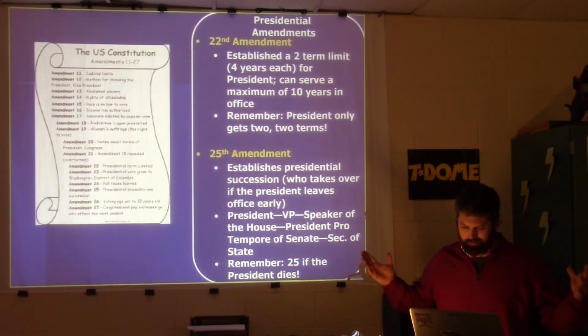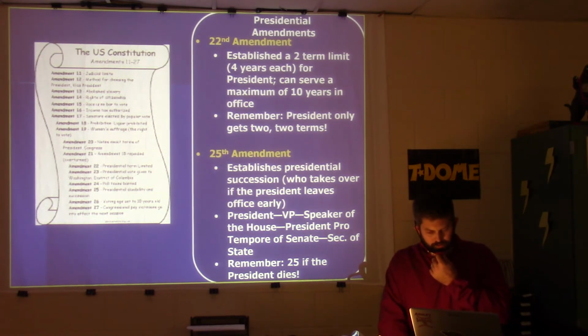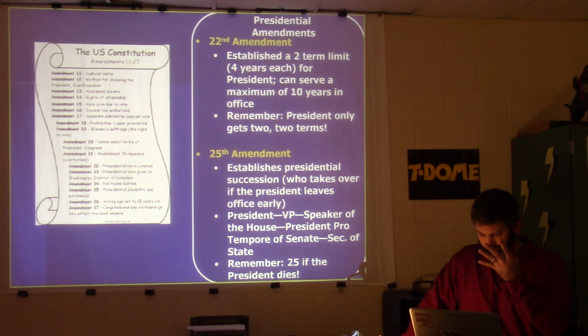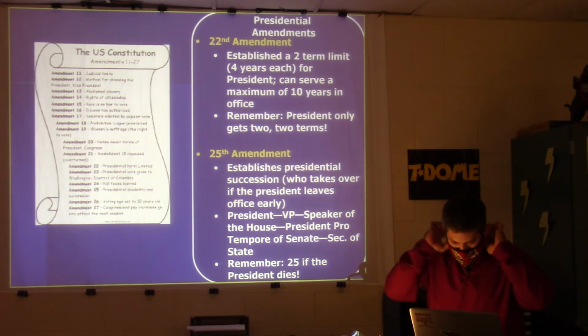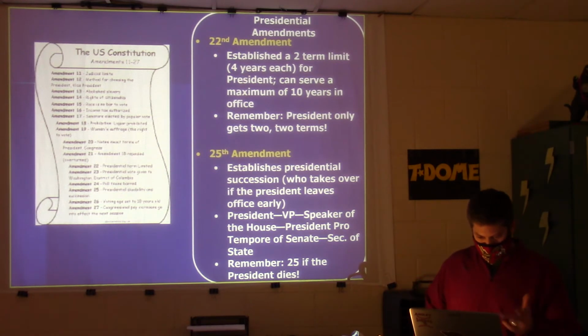Now, why is this here? It's because of FDR, Franklin Delano Roosevelt. He was elected president how many times? 3 times, well, he died in his 4th. So, yeah, that's why it's there, because he was going to be president forever, it felt like, for a lot of people. So, remember, president only gets two terms. It's 2 terms, that's how I remember it.